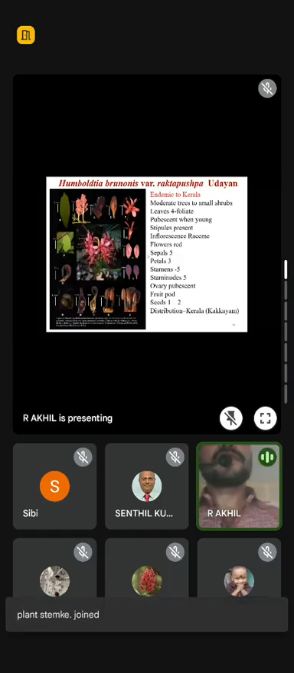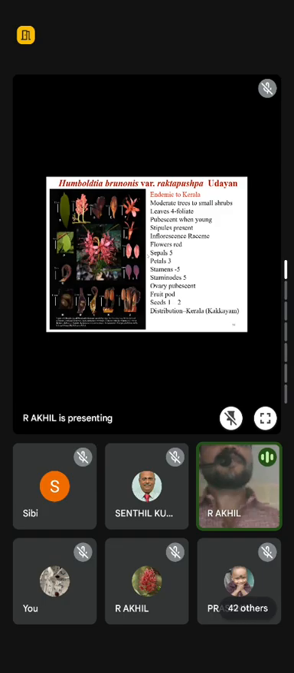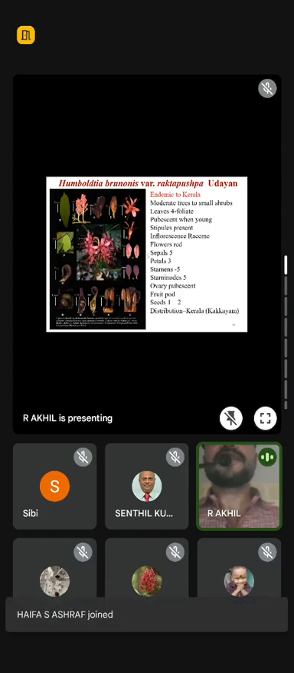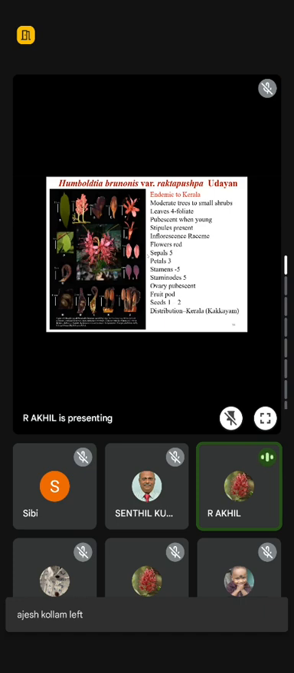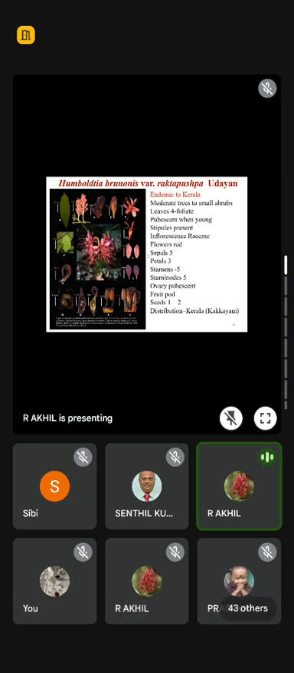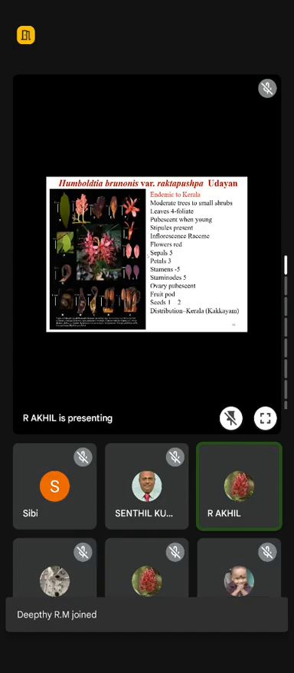And this particular species is strictly endemic to the Kakkayam forest areas. These are all moderate trees to small shrubs. Here the leaves are four foliate, pubescent when young, stipules are present, inflorescence a raceme. Flowers are red in color. The sepals five, petals three, stamens five, staminodes are also present, which are five in number, and the fruits are cones, and it contains seeds, one to two seeds are present.